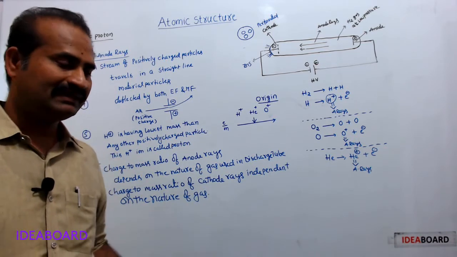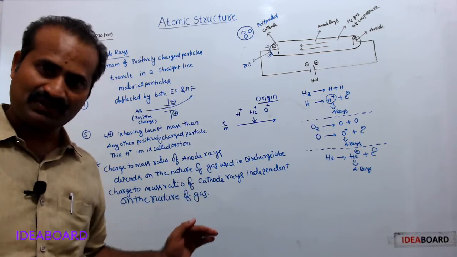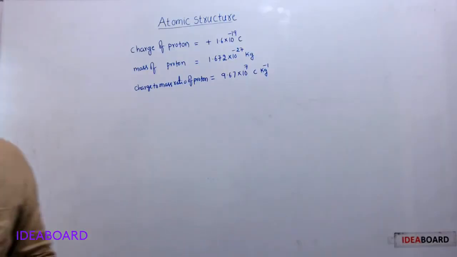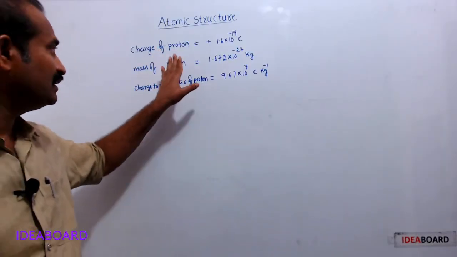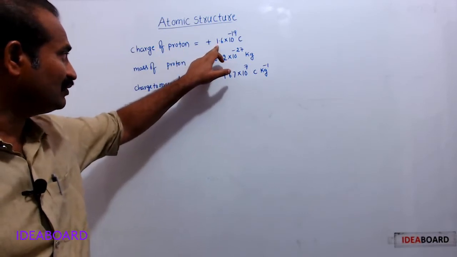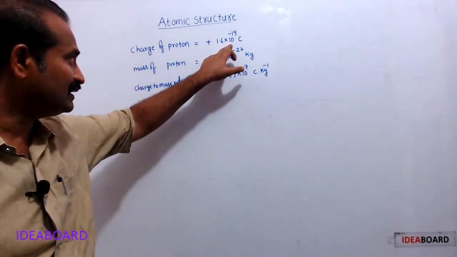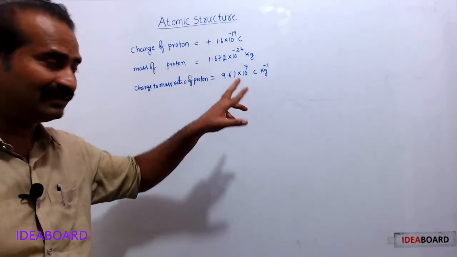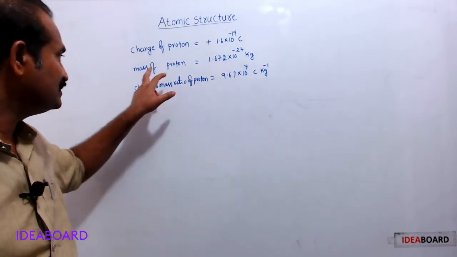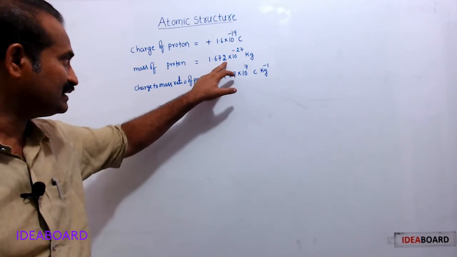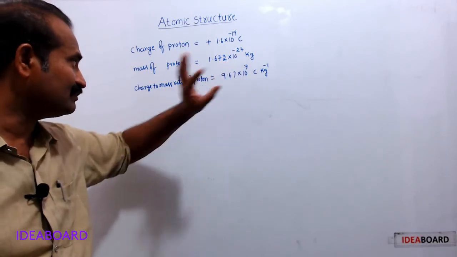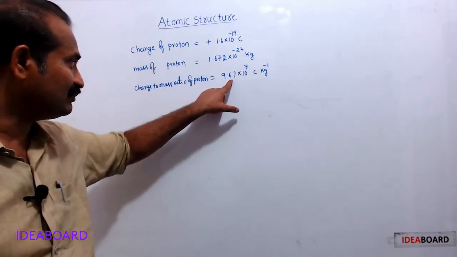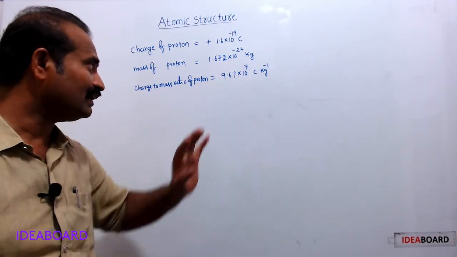Okay, now we will see the charge, mass and charge to mass ratio of proton. Now we will see the charge of proton. It is plus 1.6 into 10 power minus 19 coulomb. Charge of proton is numerically exactly equal to that of charge of electron, but sign is opposite. Mass of proton is 1.672 into 10 power minus 27 kilograms. So charge to mass ratio of proton is 9.67 into 10 power 7 coulomb per kilogram.